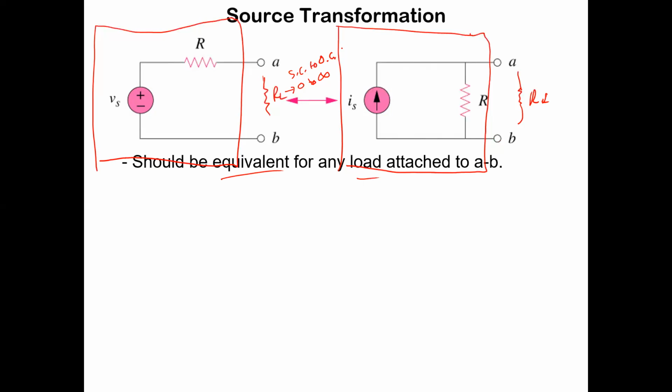And we can look at the extreme cases to find out how these two circuits can be related, so that that actually happens. The extreme cases would be like the short circuit case, where RL equals 0.